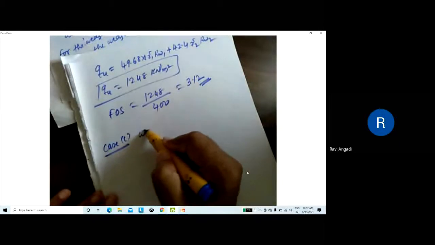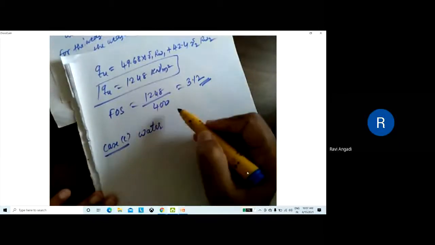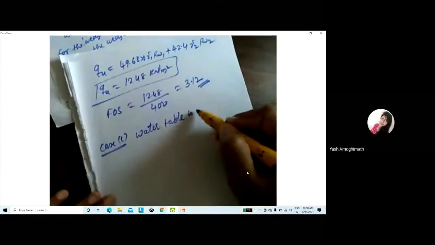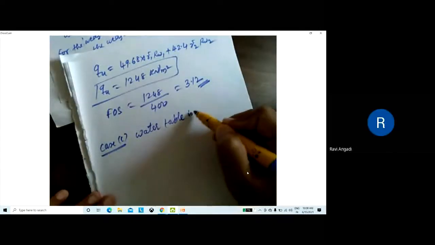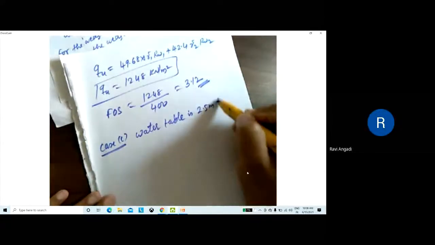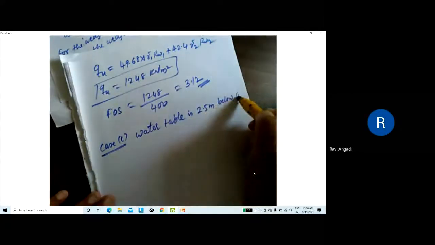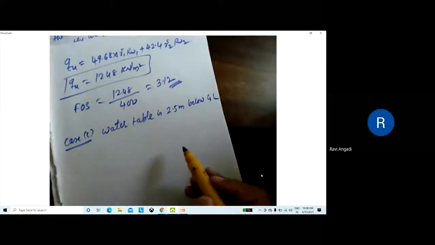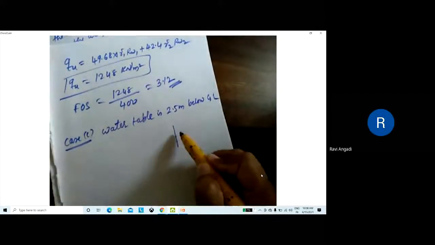Water table is 2.5 meters below ground level. Then you draw the figure for this one and try it.